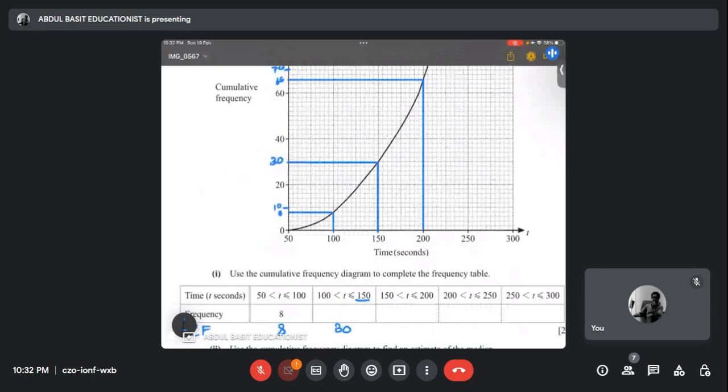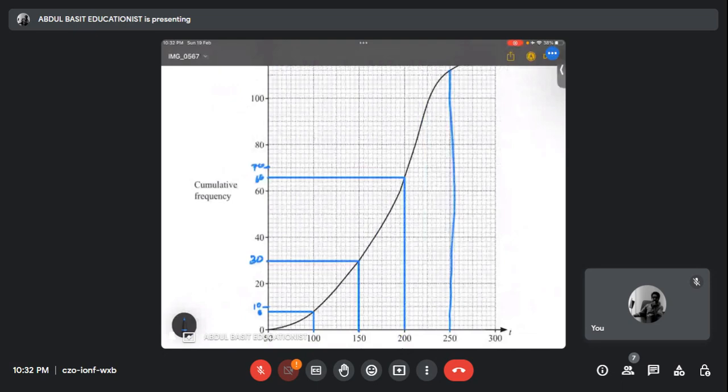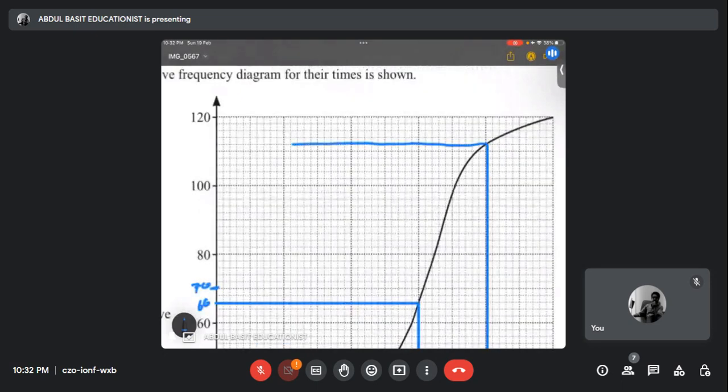Now we have to check 250. So 250 is this line, so it will hit like that here. Let's zoom in a bit so that we can understand better. So this is 110 and it is 112. Right, Ramsha?